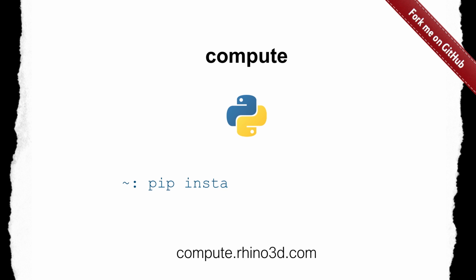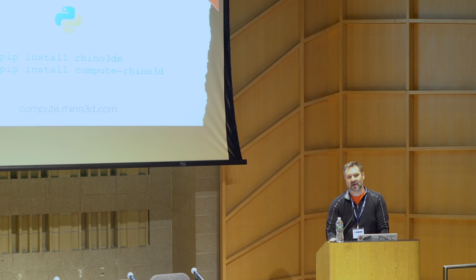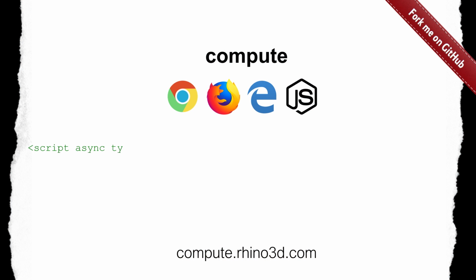The Python libraries already exist on PyPI. You can just pip install compute-rhino3dm. There's been some discussion already about why it doesn't always start with Rhino, so maybe we'll change that. The JavaScript client libraries are already on our content delivery network. These are the links to the latest builds.